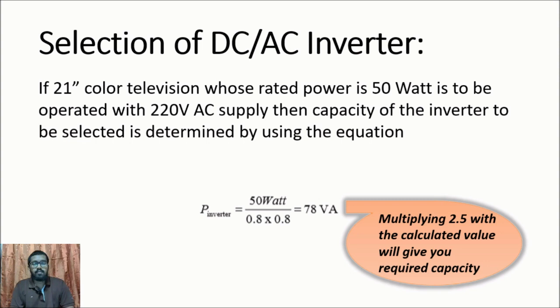Now if you consider a 21-inch color television whose rated power is 50 watt and which is to be operated in 220 volt AC supply, then the inverter will give you this 78 volt ampere value. But whichever value you will have, you have to multiply it by 2.5 for having the required capacity of the inverter. So you have to multiply it by 2.5.